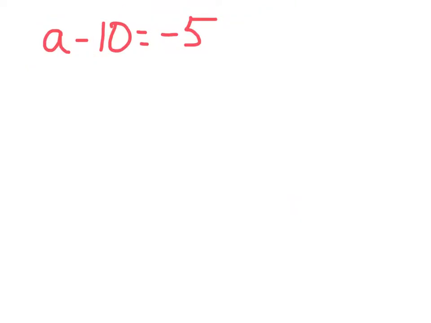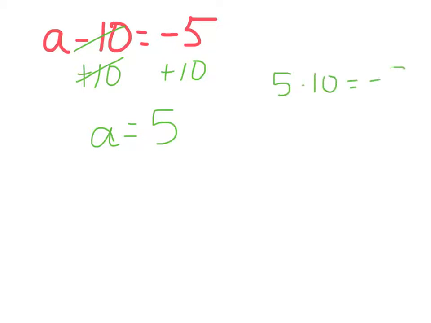Next equation, a minus 10 equals negative 5. All right, what's my variable a? What's happening to it? Minus 10. The opposite, plus 10. And I'm left with a equals 5. I plug it in. 5 minus 10 equals negative 5. Negative 5 equals negative 5.